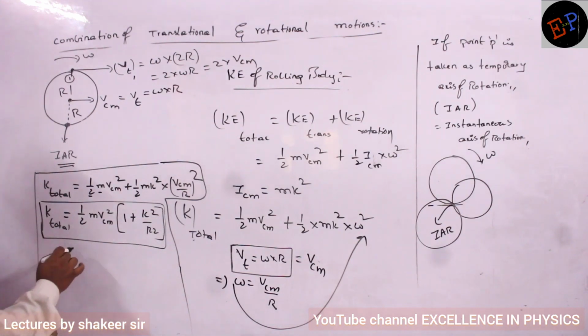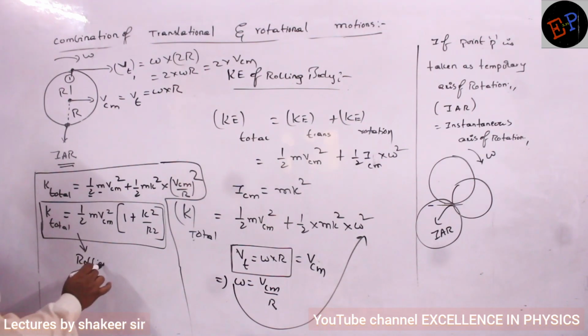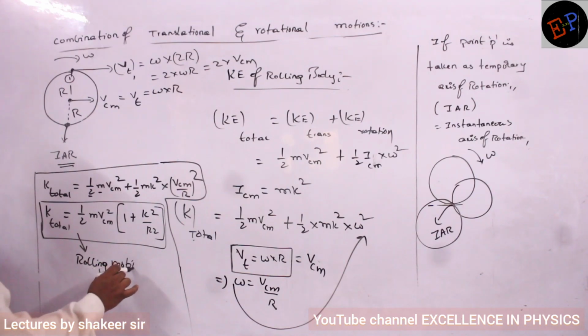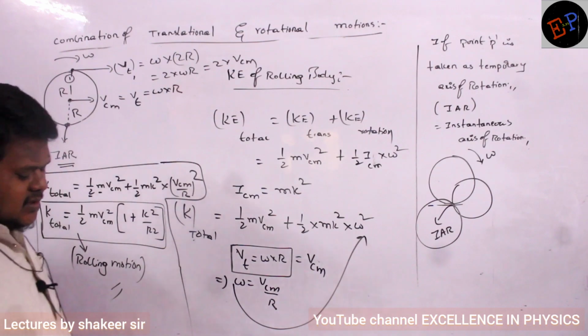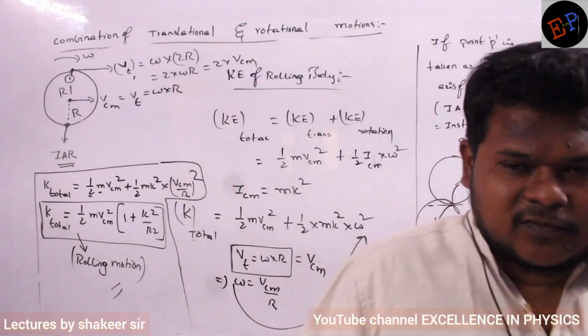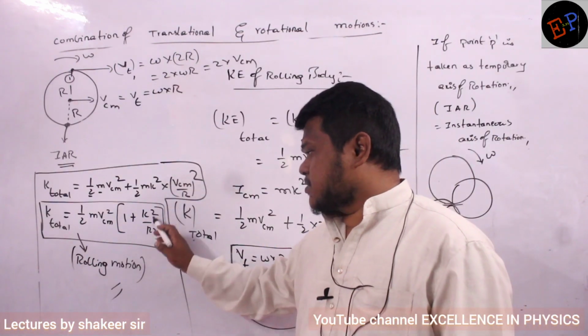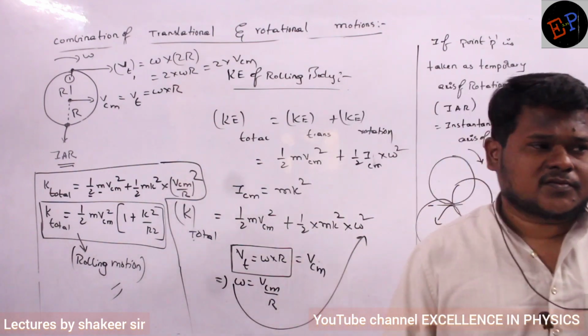Are you able to understand? So this is the equation for what? In the case of rolling motion. So when a body is rolling, what is the total kinetic energy I can write? Half m V center of mass square multiplied by 1 plus k square divided by r square.